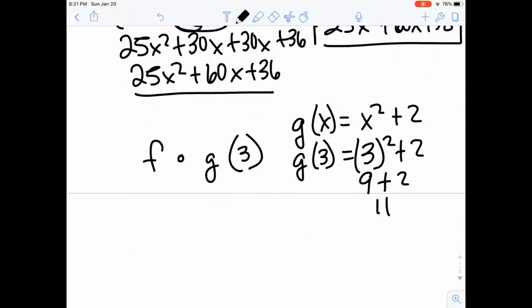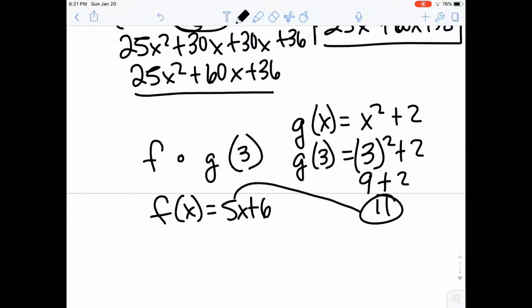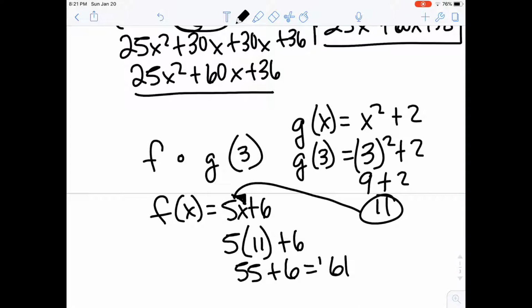Okay, so I'm going to take that value and plug it into my f of x function. Remember, f of x equals 5x plus 6. So I'm going to take this value and plug it right here. So I have 5 times 11 plus 6, so that's 55 plus 6, which is 61. And that would be your answer.